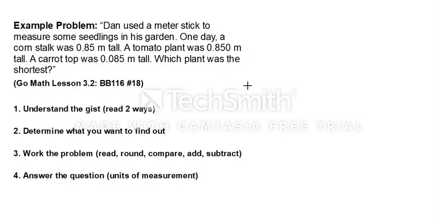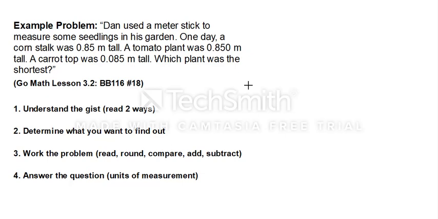So first thing is just understanding the gist. When I read it the first time, I just want to know what's going on. If I were to think about this problem, I would say Dan's growing some things in a garden. He's growing corn, he's growing tomato, he's growing carrots, and he also measured them with the meter stick.